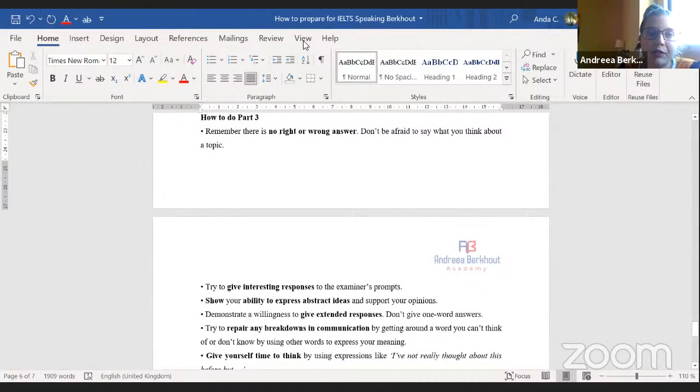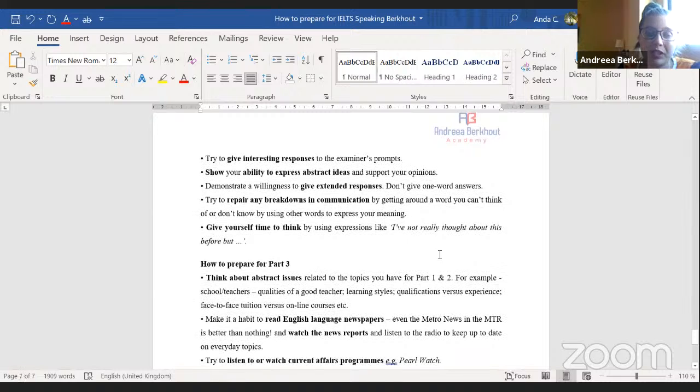How to do part 3 correctly? Remember that there's no right or wrong answer, so don't be afraid to just say your opinion, okay? They do care about how you express your opinion. It doesn't matter what the opinion is, okay? Just make sure you have the arguments for it. Of course, try to give extended responses.